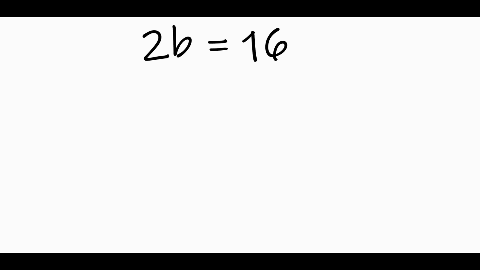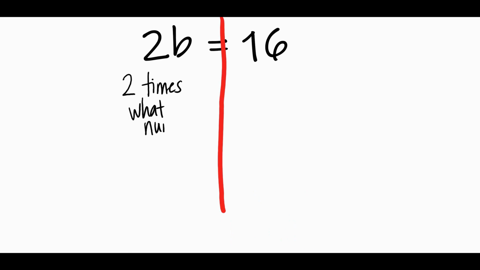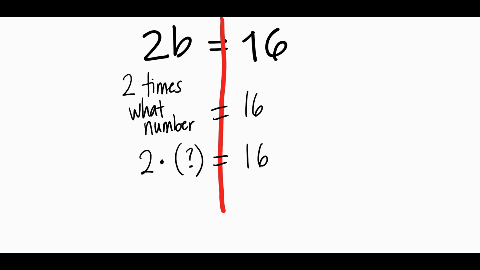2b equals 16. Draw the river. When you see a variable and a coefficient, a number and a letter written right next to each other, it means that they are being multiplied. This actually is saying 2 times what number is equal to 16. So if you think of it like that, 2 times what number would have to go in there to equal 16. It might be easier to think of it that way.